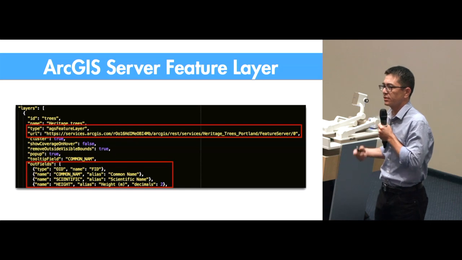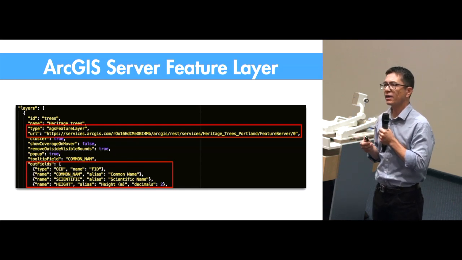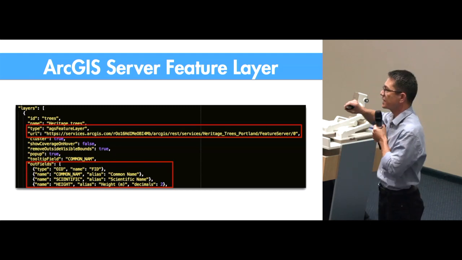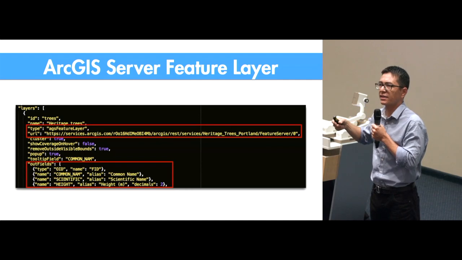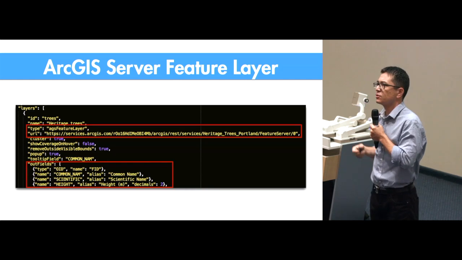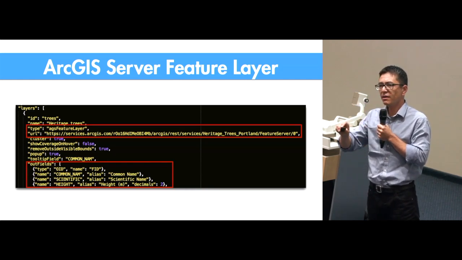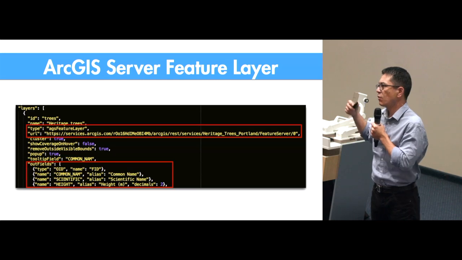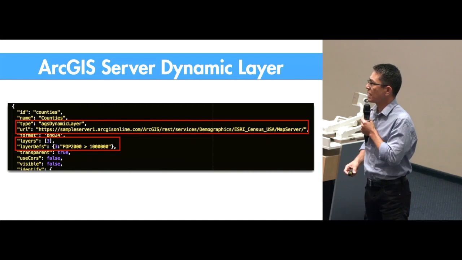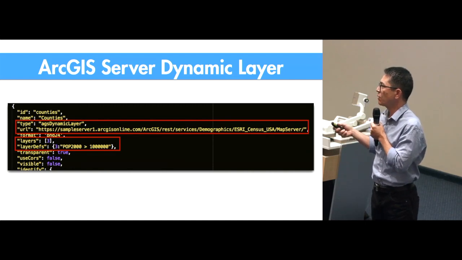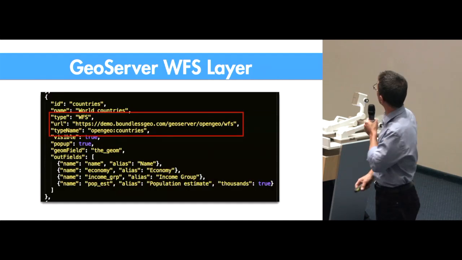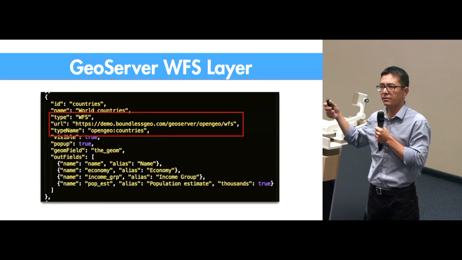Using that Esri Leaflet library, all we need to do to configure an Esri layer is to set its layer type as ArcGIS server feature layer, and then give the URL to that layer. It's as simple as that. It just works. Further down, we configured a thing called fields or outfields, and that is where you define what fields you want to see in that layer and what aliases, whether they're numeric, currency, etc. Same thing with ArcGIS server dynamic. We simply set the layer type as dynamic, give it a URL, and that's it. It just works.